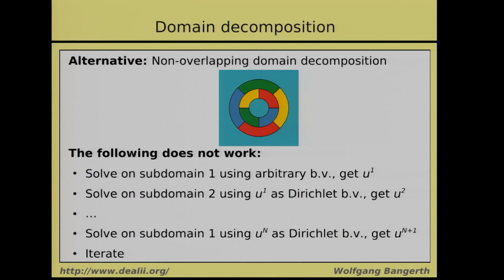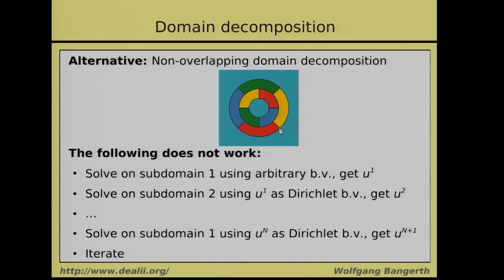And on the yellow subdomain, I'm going to choose arbitrary boundary values here and here and here, because I don't know anything about it yet. And over here, I'm going to choose the Dirichlet values of the blue solution as the Dirichlet values of the yellow problem. And I keep doing this, and I iterate, and you will quickly realize this does not work. The reason being that I chose arbitrary Dirichlet values on the circle for the blue solution.